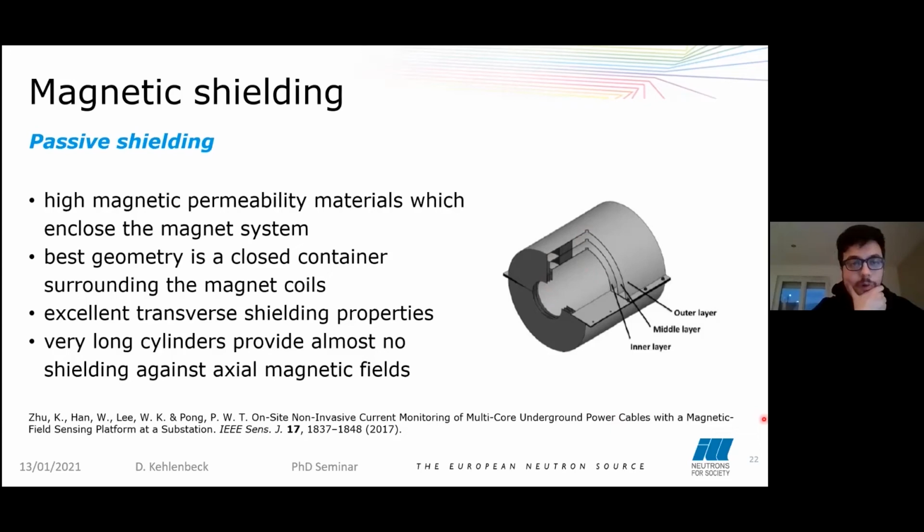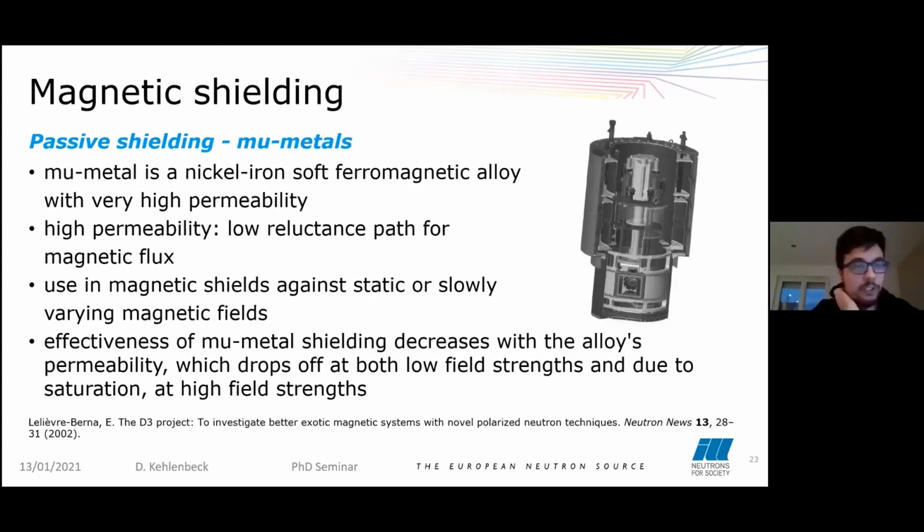I want to talk a bit more about the mu metals, which are used for passive shielding. A mu metal is a nickel iron soft ferromagnetic alloy with very high permeability. And the high permeability of the mu metals provides a low reluctance path for the magnetic flux. They are used in magnetic shields against static or slowly varying magnetic fields. But the effectiveness of mu metal shielding decreases with the alloy's permeability, which drops off at both low field strengths and due to the saturation at high field strengths.